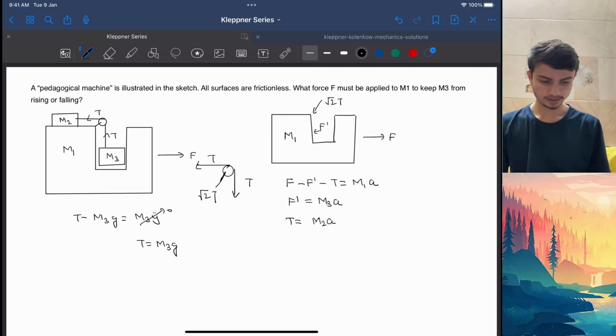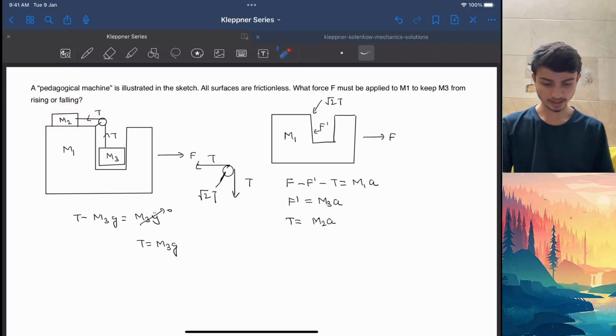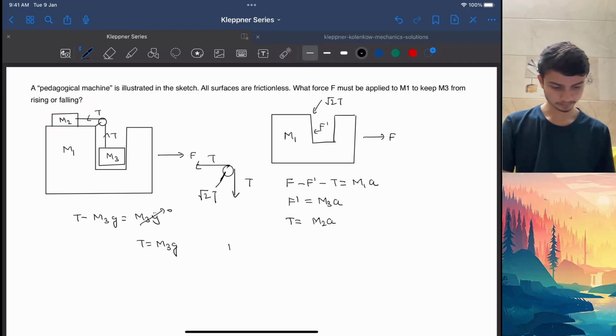So I have this mass M2 here, where from here I know that M2A is actually equal to M3G. So my acceleration will be M3 upon M2 times G, right? Now I know everything. Like I know A, I know T, I know F dash. So I can calculate F.